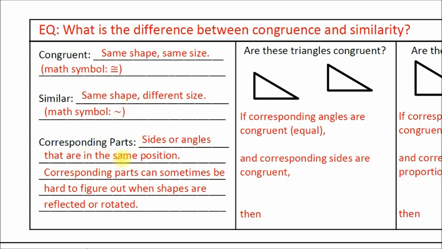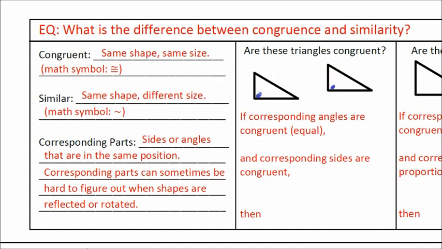And then there's something we have to understand when we start talking about similarity, and really with congruence as well, and that is corresponding parts. Corresponding parts are sides or angles that are in the same position. Corresponding parts can sometimes be hard to figure out when shapes are reflected or rotated. If you look at our example right here, these two triangles haven't been rotated or reflected. They're the same orientation, so it's pretty easy to figure out that this side right here corresponds to this side right here.